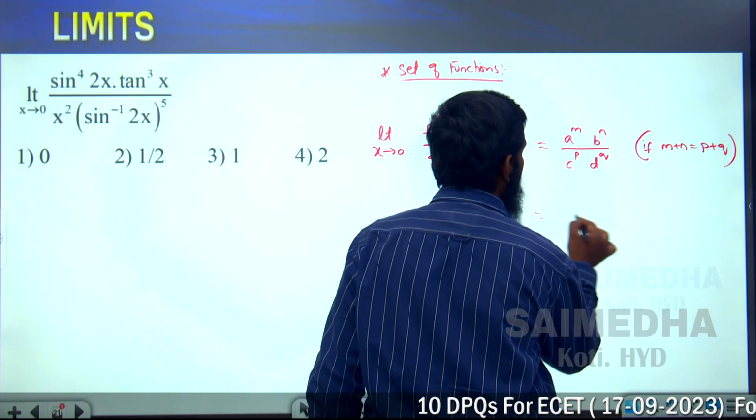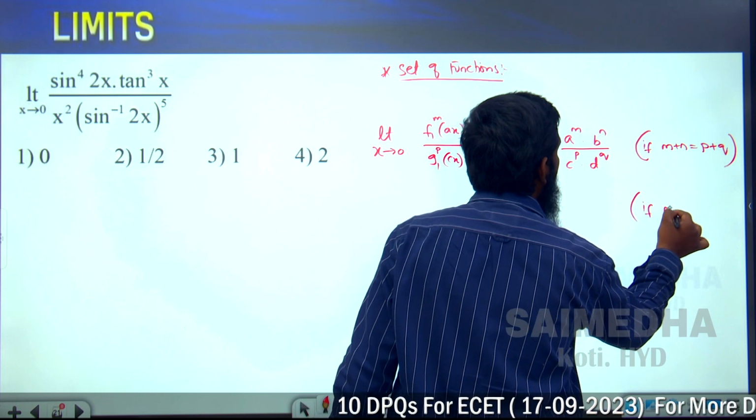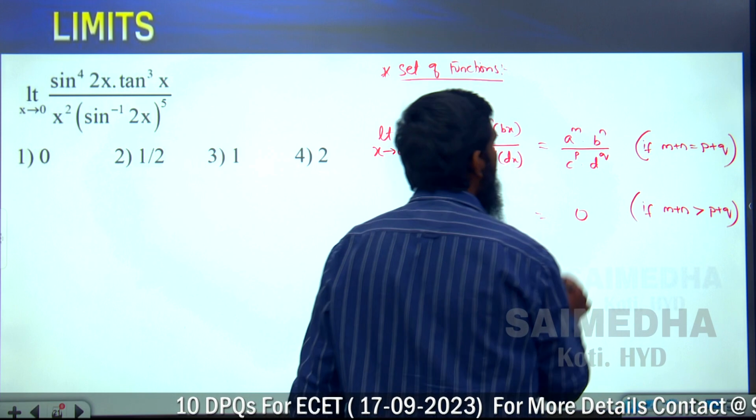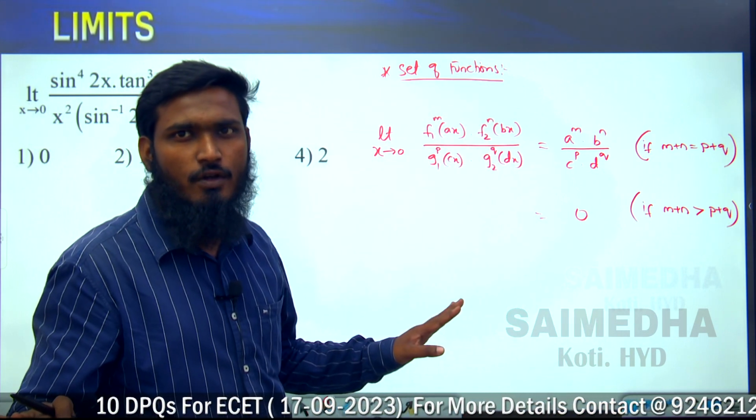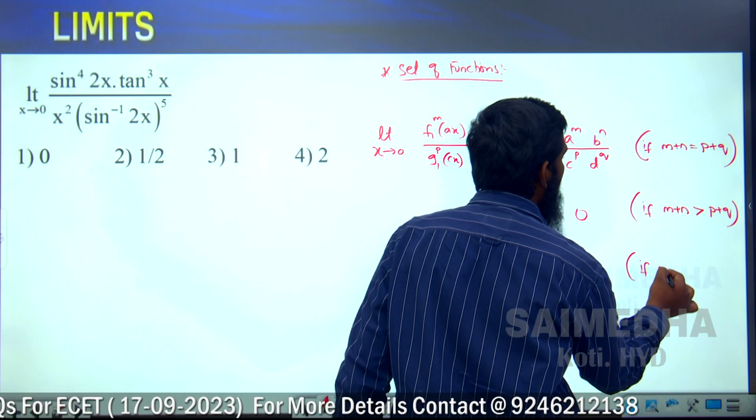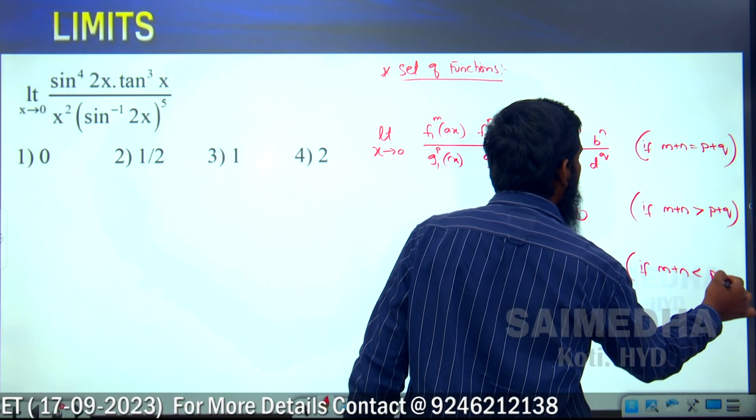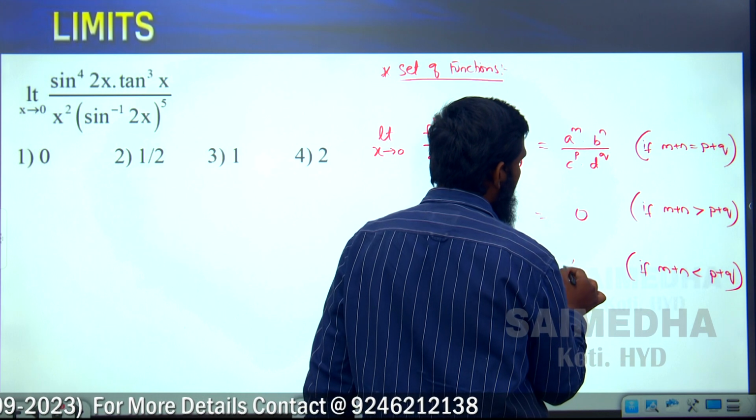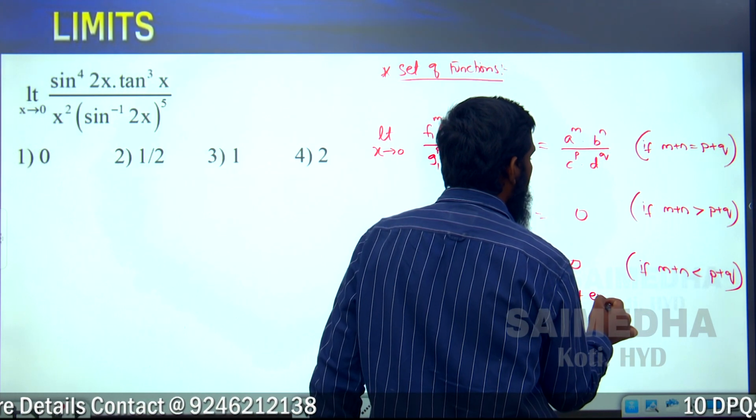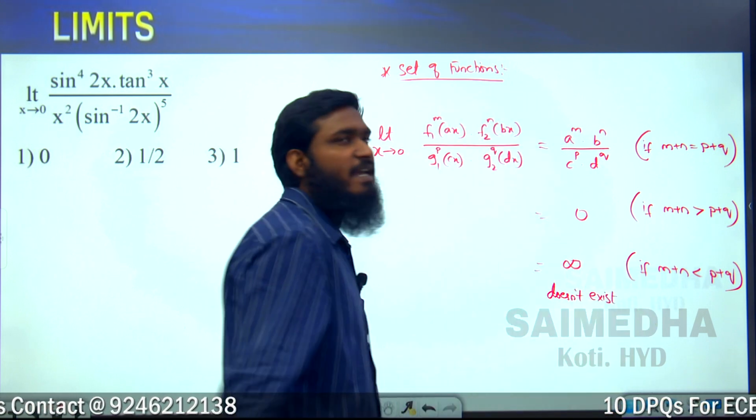Or else, if m plus n is greater than p plus q, then directly we have to write it as 0. No need to solve anything, directly we have to write it as 0. Or else if m plus n is less than p plus q, then we have to write infinity or doesn't exist. So these are the three cases we are having.